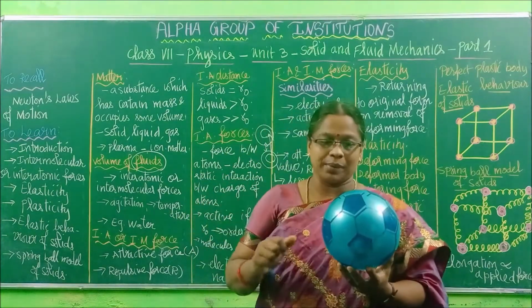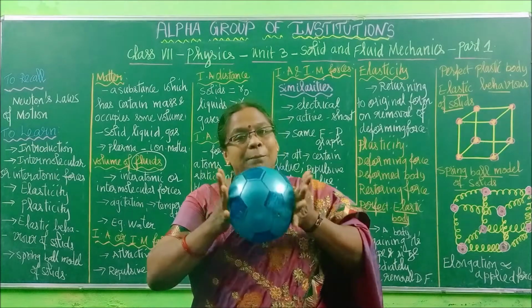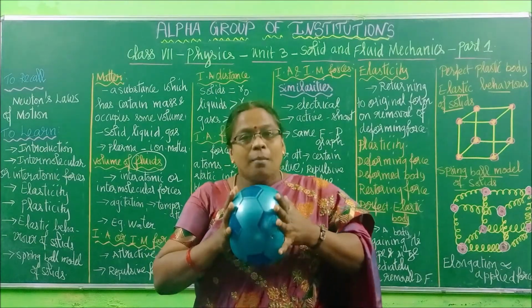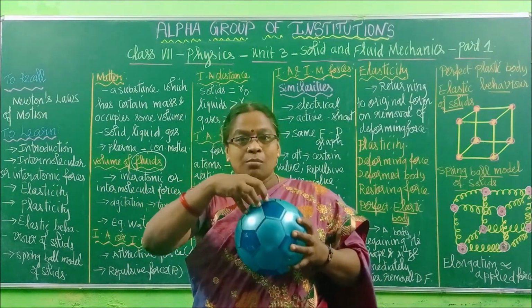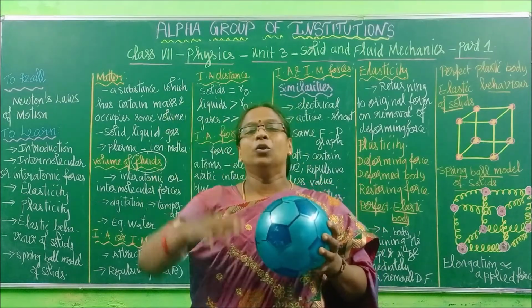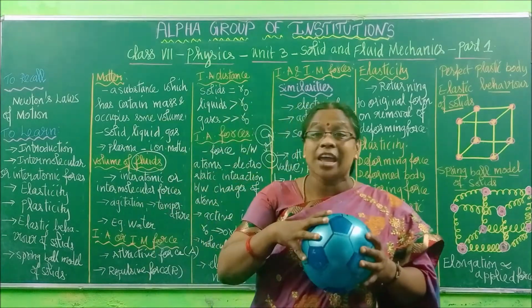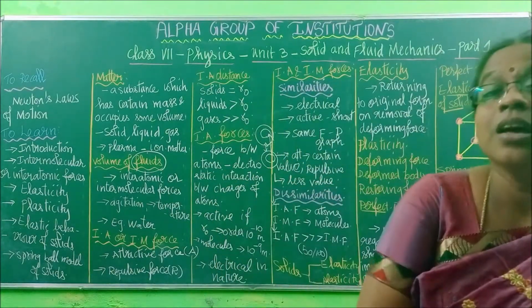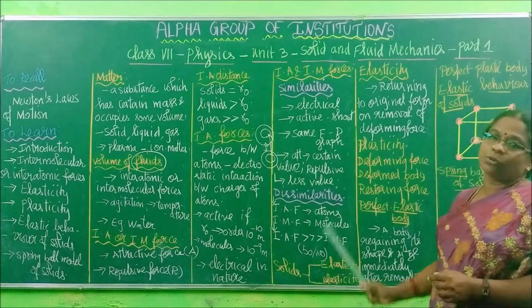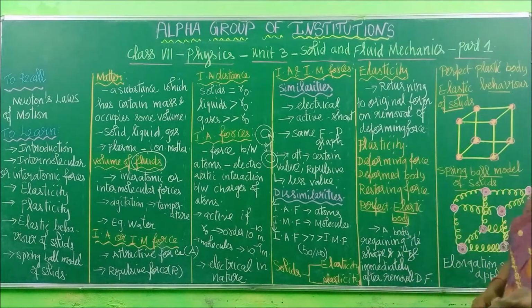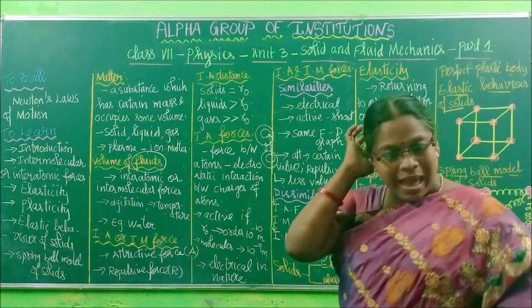How does this regaining happen? Now this ball has so many atoms inside. When I press it, the body gets a bit deformed. But when I take away my force, what will happen? One force will act inside the body, which will push the body back into its position. That pushing back force which acts inside is called the restoring force. The force which brings a body back into its position is called restoring force. Now we have another term called perfect elastic body. For this I have a ball here.